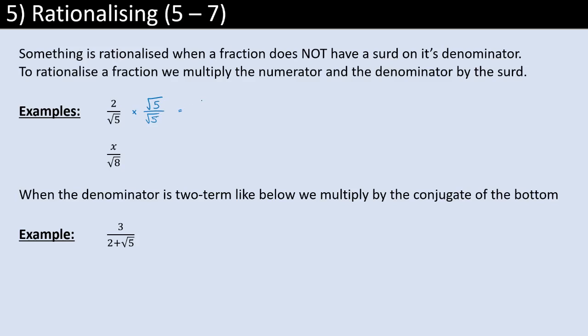2 times root 5 is 2 root 5. Root 5 times root 5, that's the same as us saying root 25. Remember our multiplication rules? So we've got 2 root 5 over root 25. Square root of 25 is 5. So this is 2 root 5 over 5.